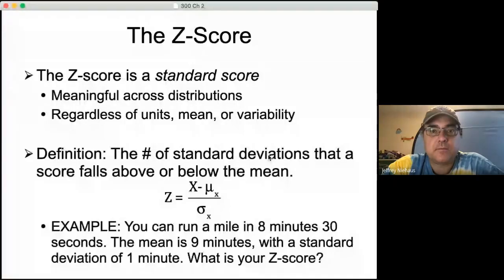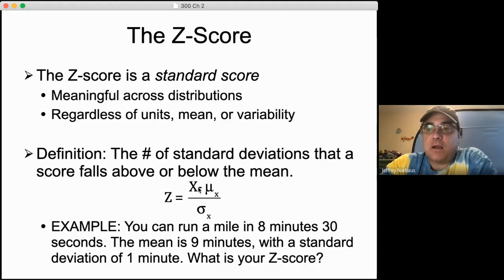Oop, gotta share that. Hold on. So for the little example that I was talking about with running, you've got 8 minutes and 30 seconds, which means 8.5 minutes. Correct? Okay. So 8.5 is your X value. That's the individual observation that you're dealing with. So in this formula, 8.5 would go right here for X.